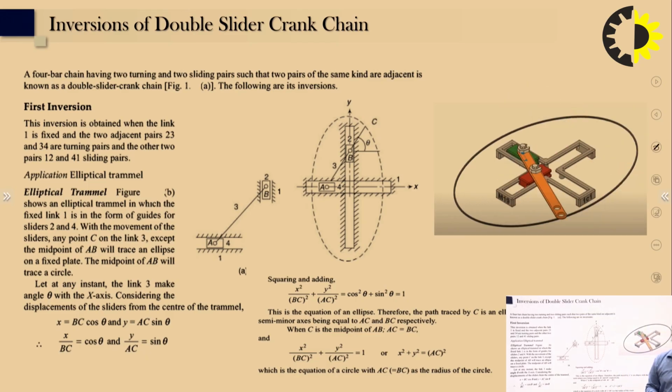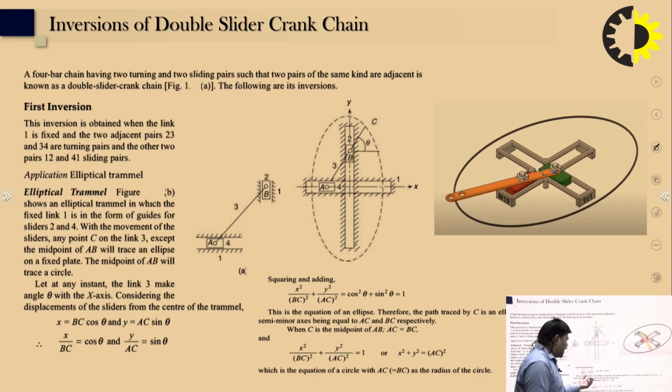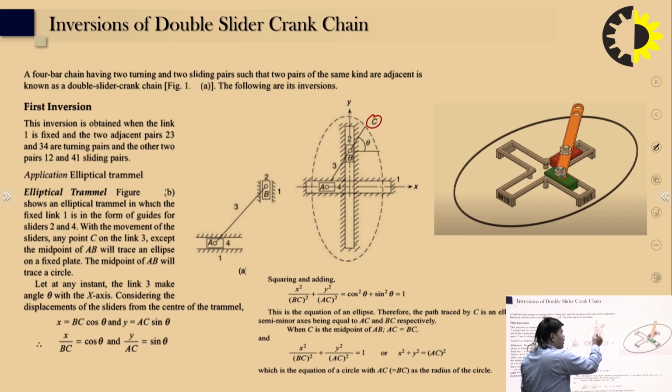And therefore we can say the path traced by the point C is an ellipse, with the semi-major and semi-minor axes equal to AC and BC respectively. So in that case, when C is the midpoint of AB, what will happen?